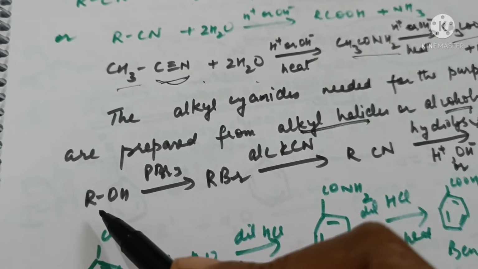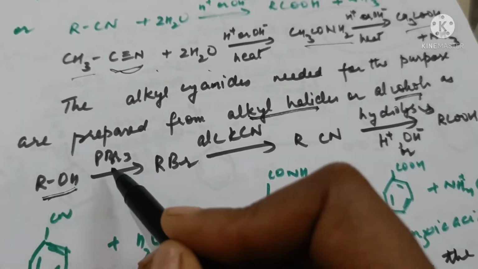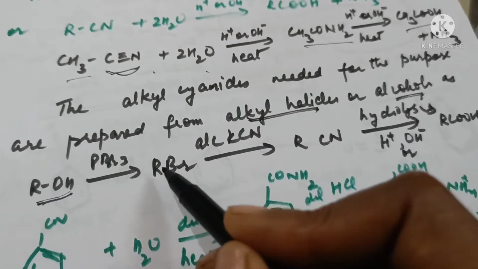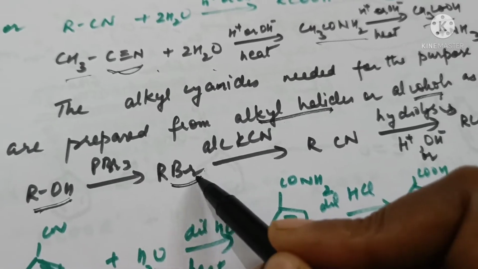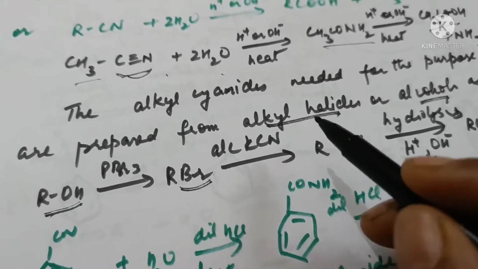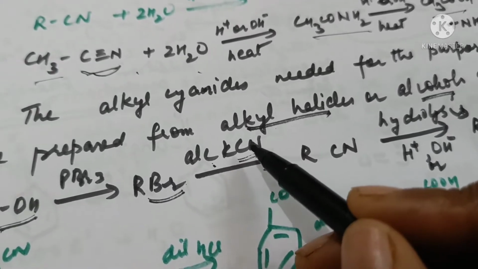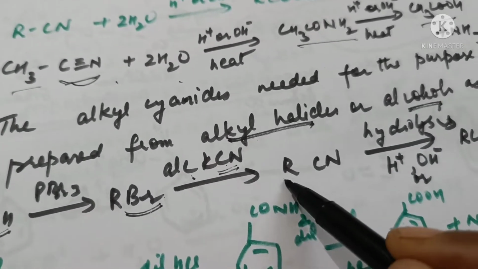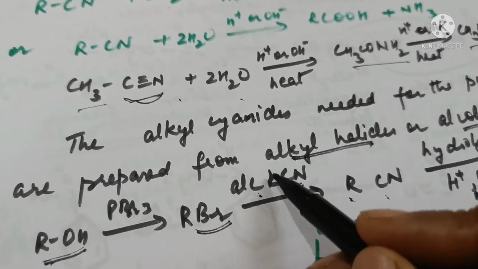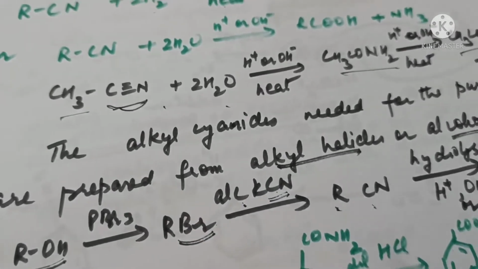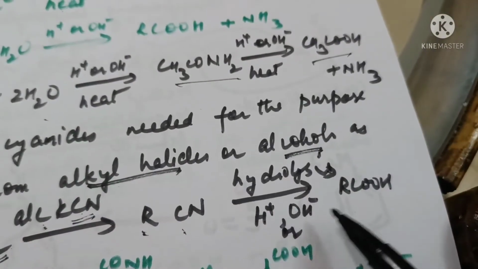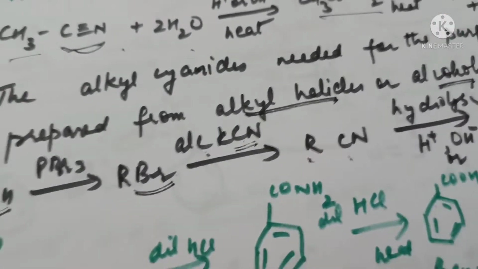So let's prepare from alcohol. Alcohol, when reacted with potassium bromide, will form alkyl bromide. This, when treated with alcoholic potassium cyanide, will produce alkyl cyanide. KBr will be formed as a byproduct. This cyanide can be hydrolyzed into acid.